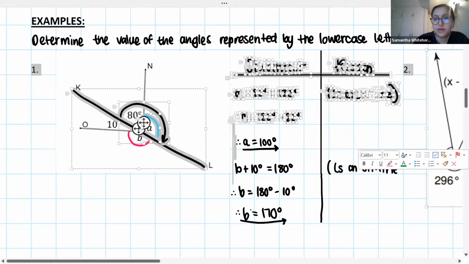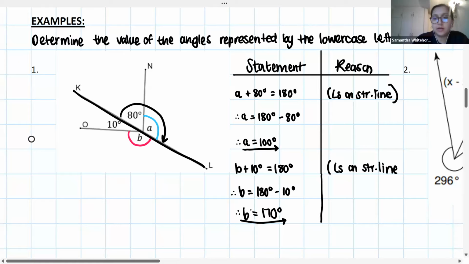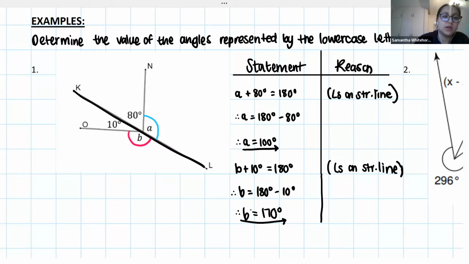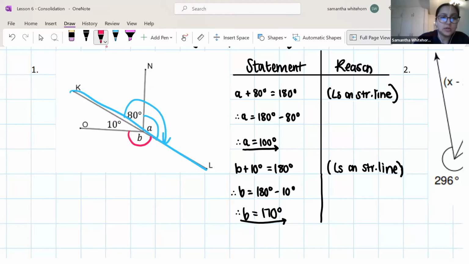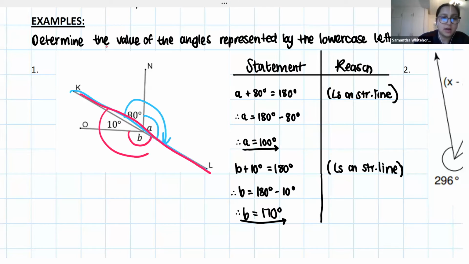So line, right. Me and technology today, we're just fighting. Okay, so either or not either. For angle A, you've got the straight line KL, and we used angles on a straight line. For angle B, we also had the same straight line KL, and we used angles on a straight line. Right? So for both of these angles, the reason was the same.